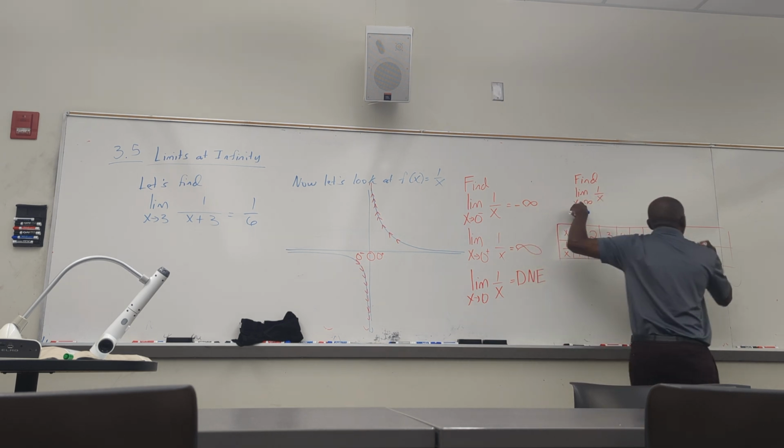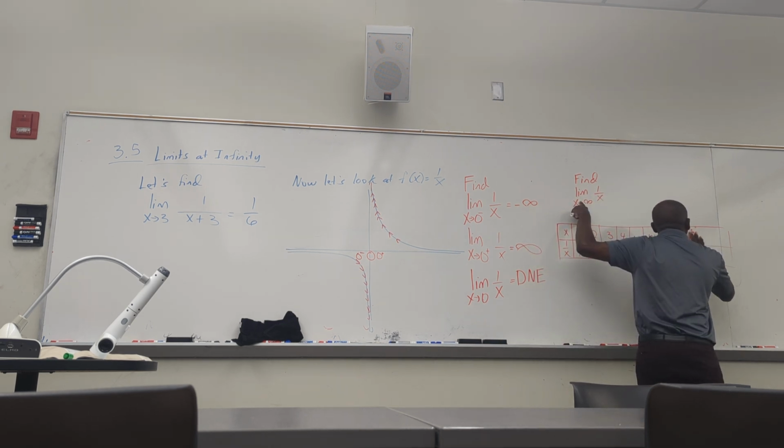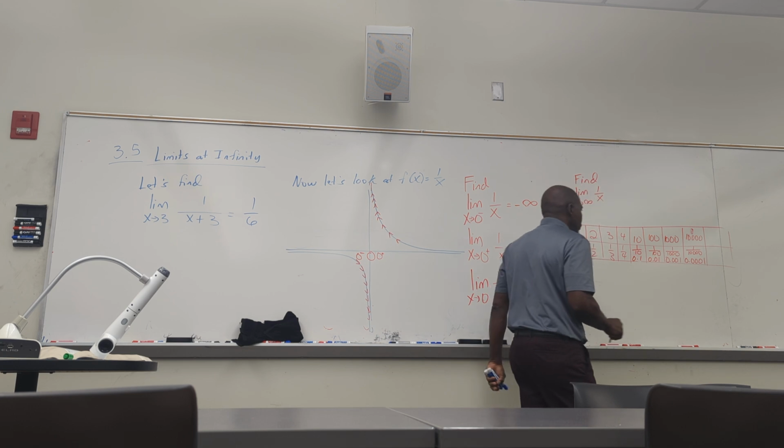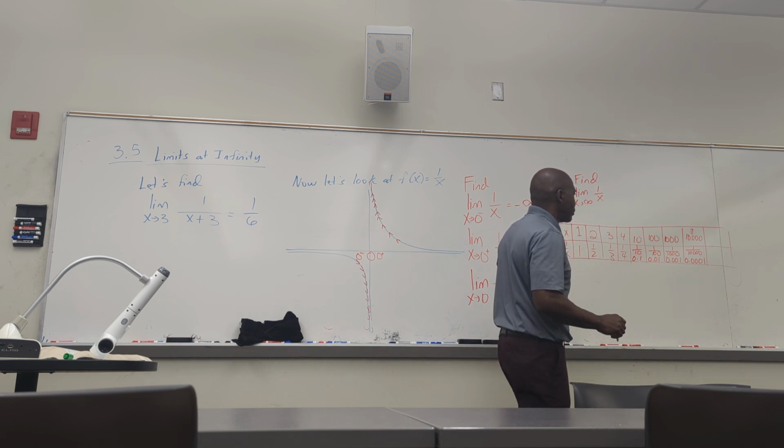Now if I put in 10,000, we know I'll get 1/10,000, which is 0.000 what? 1? Now leave out a 0. We good, class?